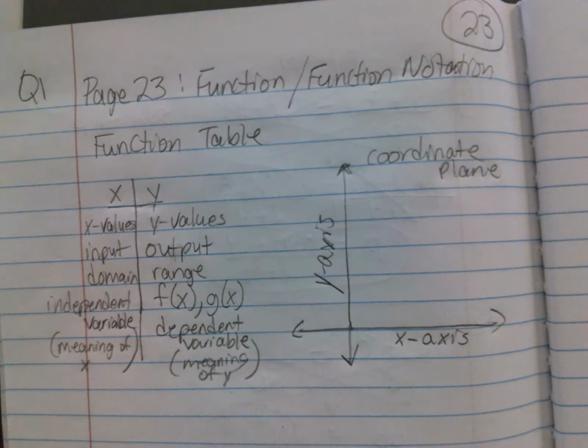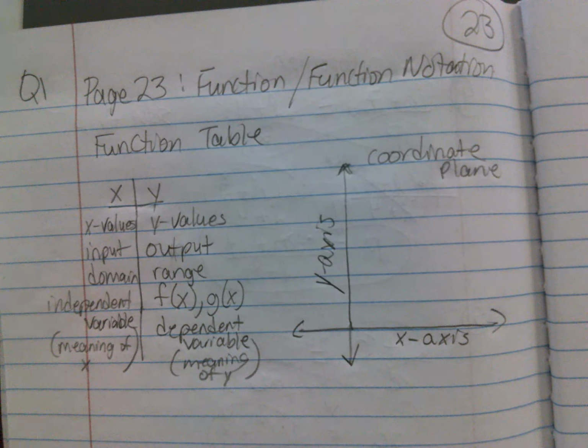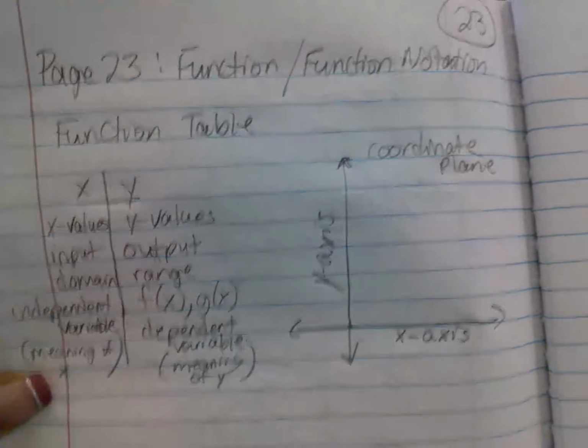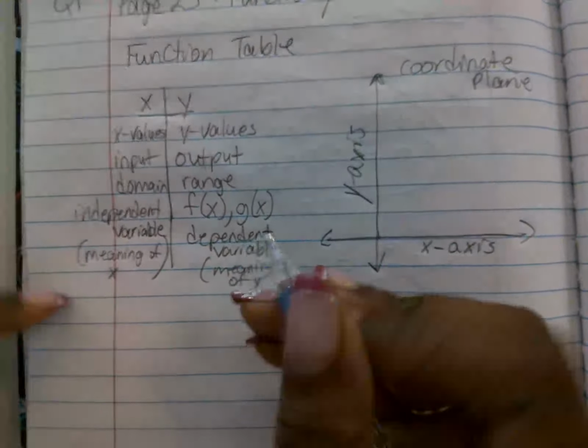So we got different names for X. We got different names for Y. Our X values could be called X values, input, domain, independent variable. Our Y values can be called Y values, obviously, output, F of X, or dependent variable. Any questions so far? Yes. A set of ordered pairs is a relation.